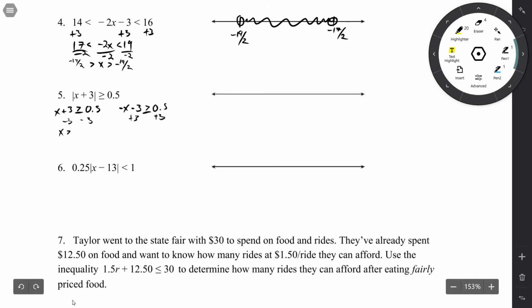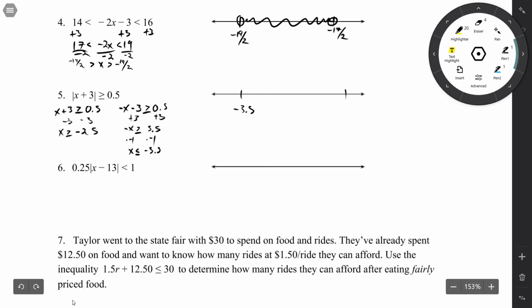So that would give us x is greater than or equal to -2.5. This would give us -x is greater than or equal to 3.5. Multiply both sides by a -1. That would give us x is less than or equal to -3.5. We can write both of those in for this one here. One line here, one line here.